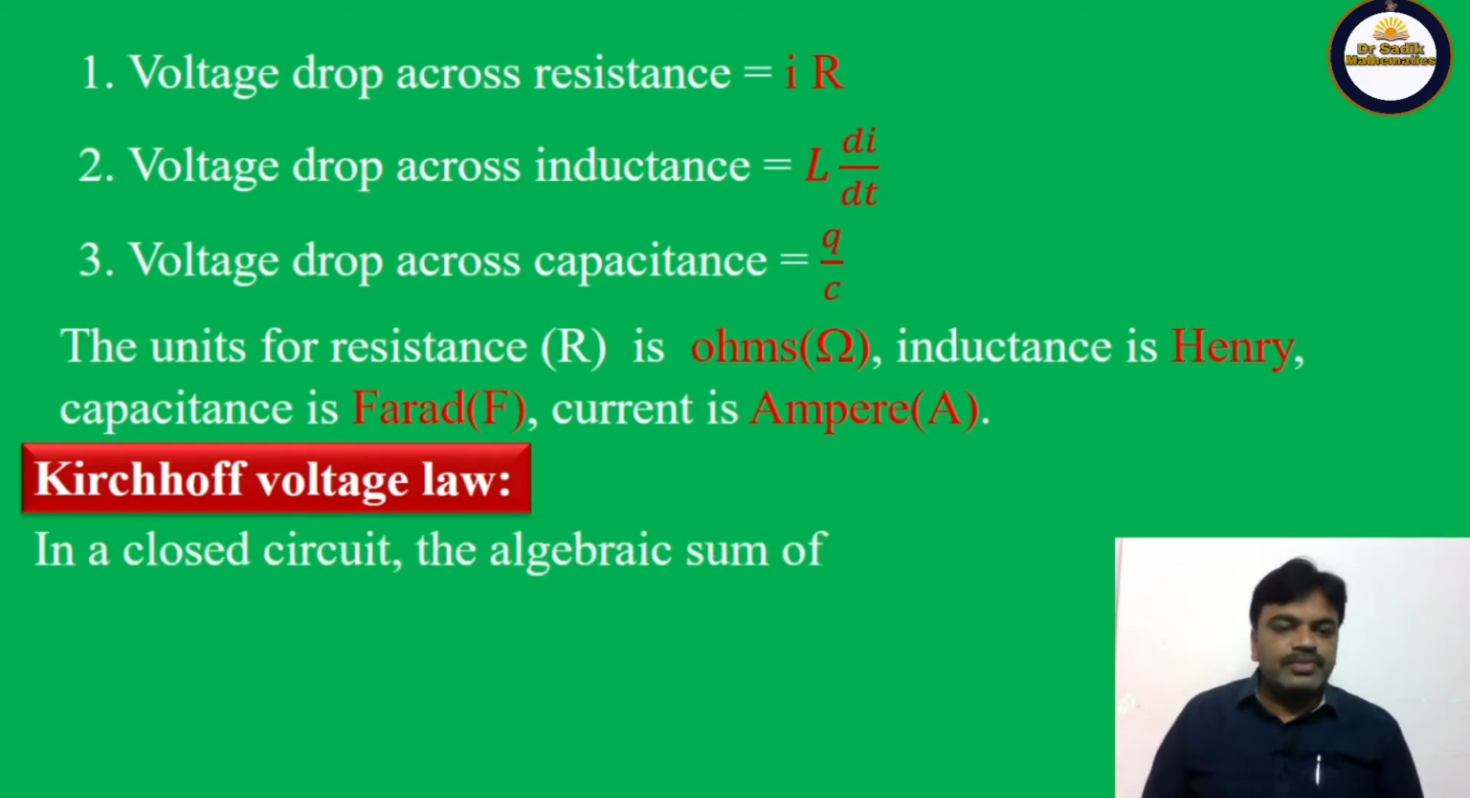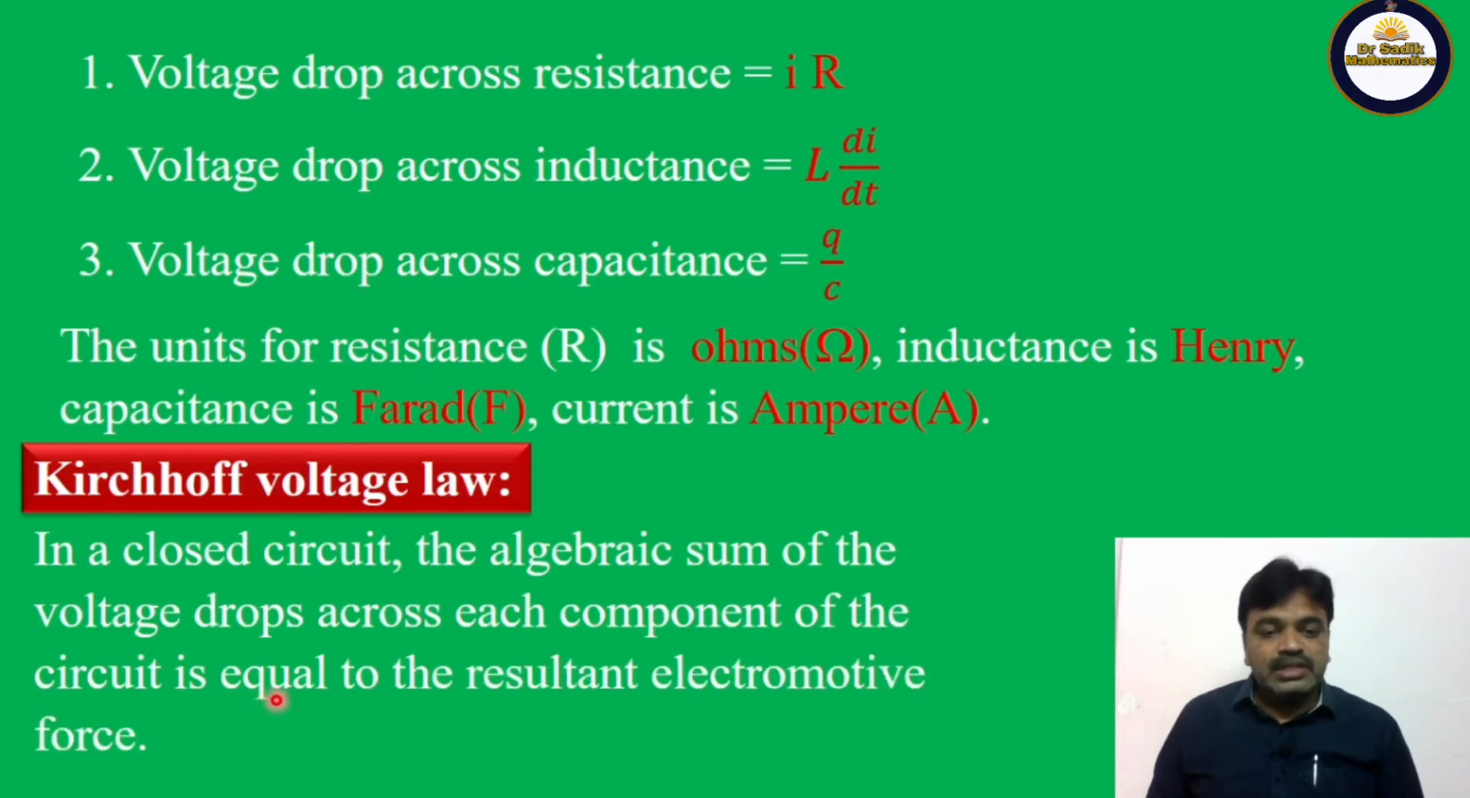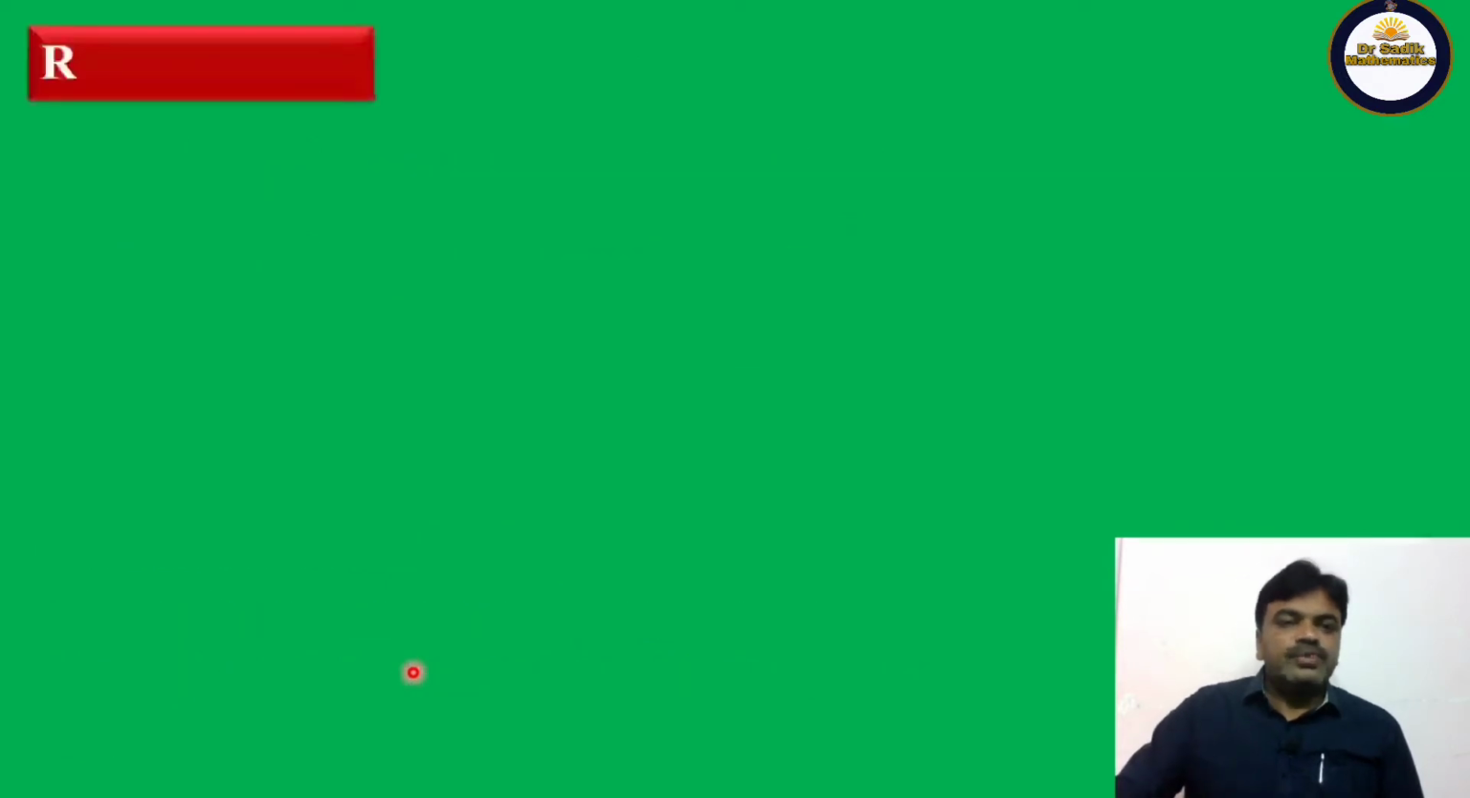Kirchhoff's voltage law: in a closed circuit, the algebraic sum of the voltage drops across each component of the circuit is equal to the resultant electromotive force, that is, the EMF. Based on whether it is an RL circuit or an RC circuit, we can apply this Kirchhoff law. Let us see the RL circuit.